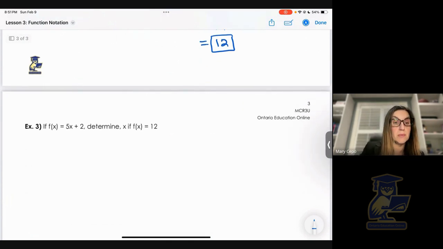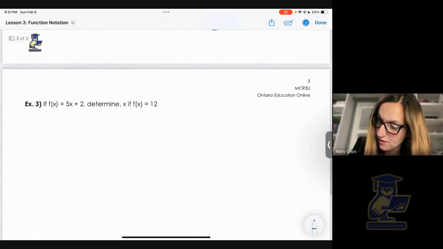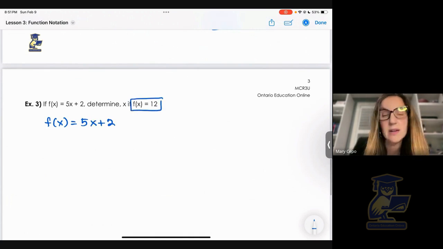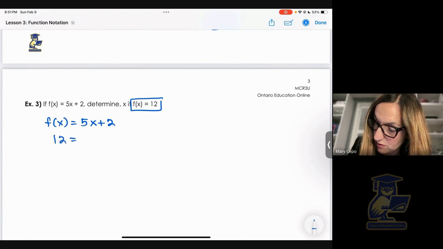Okay, example number 3. If f at x is equal to 5x plus 2, determine x if f at x is equal to 12. So again, now we're given the function, but we're given the output. We are trying to find what is the corresponding input. So starting with our equation, we have f at x is equal to 5x plus 2. Well, we were given that f at x is equal to 12. So instead of f at x, we can replace that with the value of 12. So 12 is equal to 5x plus 2.